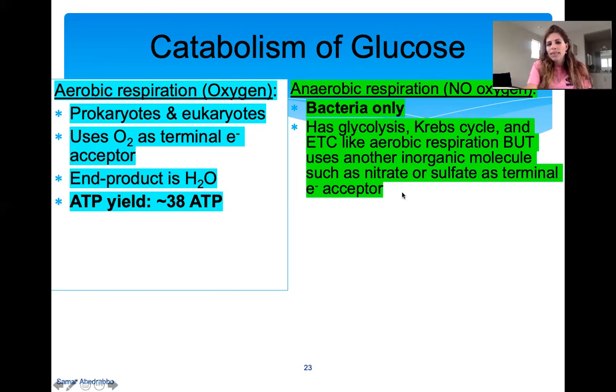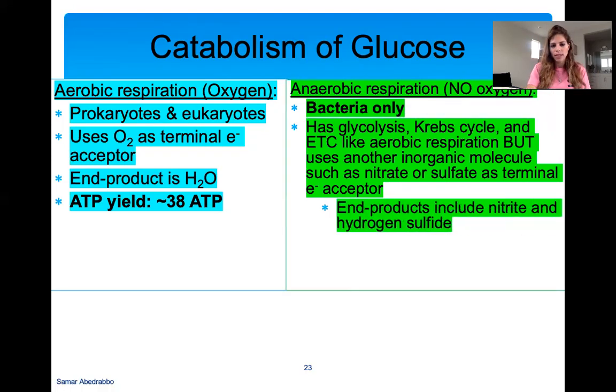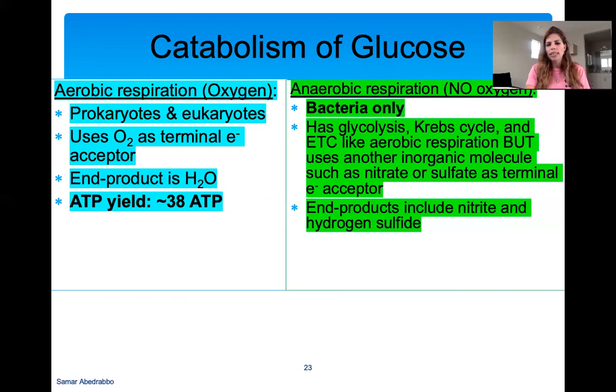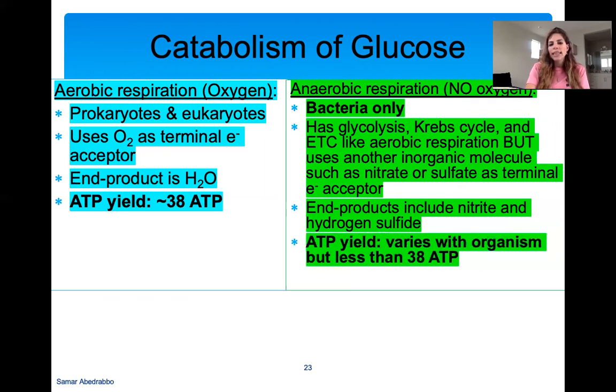Some bacteria can break down nitrate. Some bacteria can even break down iron for energy. And that, again, is called anaerobic respiration. And then the end product is nitrite or hydrogen sulfide, depending on what your inorganic molecule is. And then the ATP yield of anaerobic respiration is always less than 38 ATP.